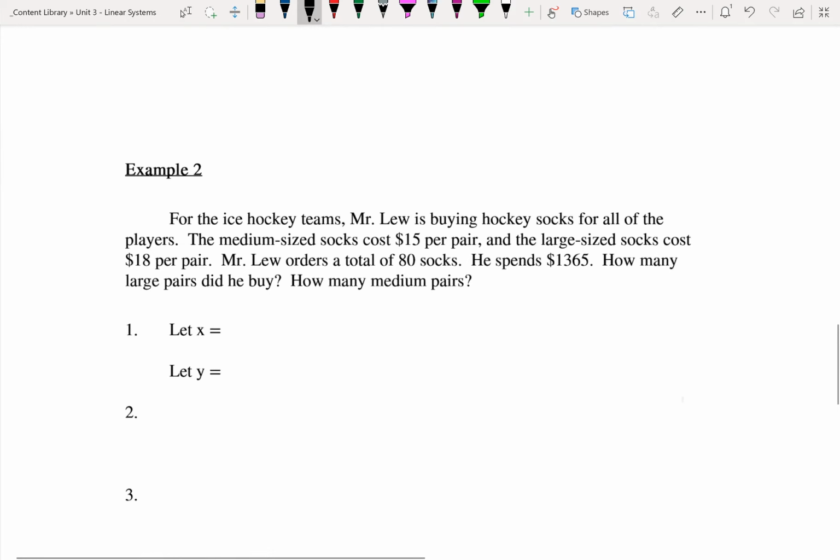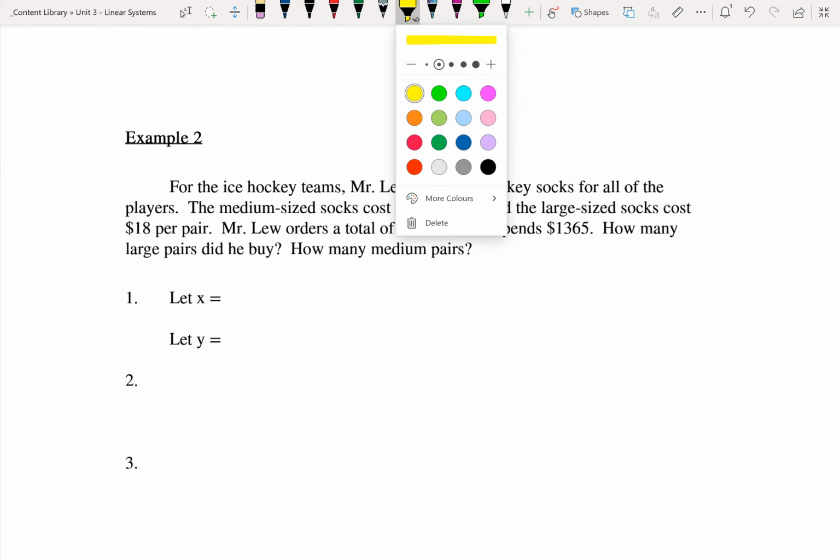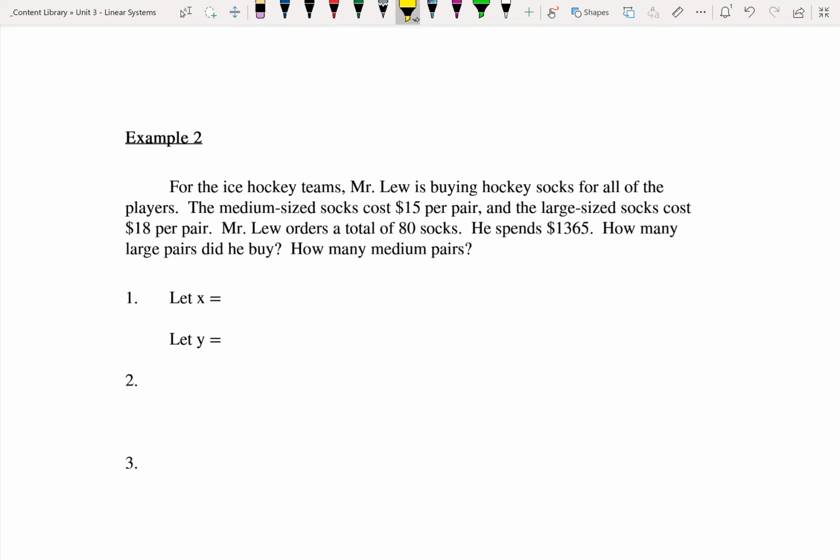We're going to look at another example. We're going to read the question, and then we'll go back and highlight any important information. So for the ice hockey teams, Mr. Lou is buying hockey socks for all of the players. The medium-sized socks cost $15 per pair, and the large-sized socks cost $18 per pair. Mr. Lou orders a total of 80 socks. He spends $1,365. How many large pairs did he buy?